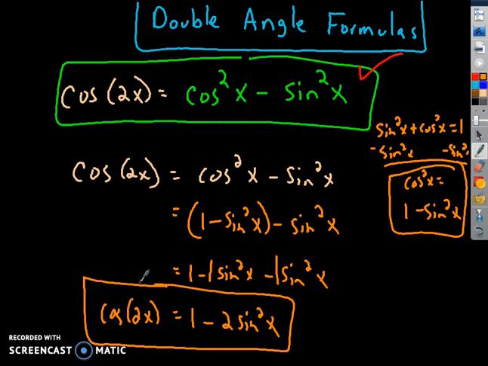Those are 3 formulas you can use for cosine of 2x. Each one has its own usefulness. All right, so that's it. That's all I have about that one. I'll pause the video and copy that down as a note.